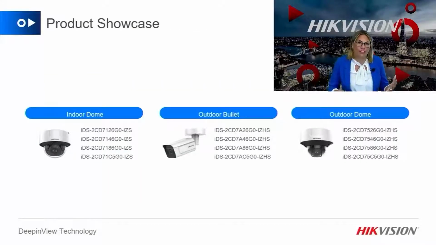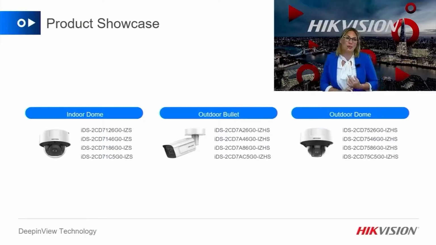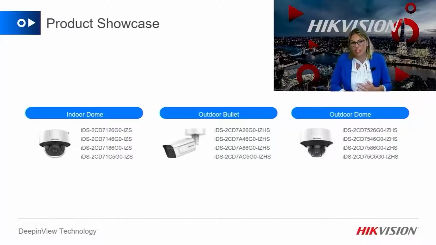What is the product range? So we have an internal dome, we have an external bullet, and we have an external dome as well. But on this dome, we've got 2 partitions either side of the dome for the IRs to go on the outer side and the camera to go in the middle side. And what that does is it gives some protection from any bounce back of IR at night time.